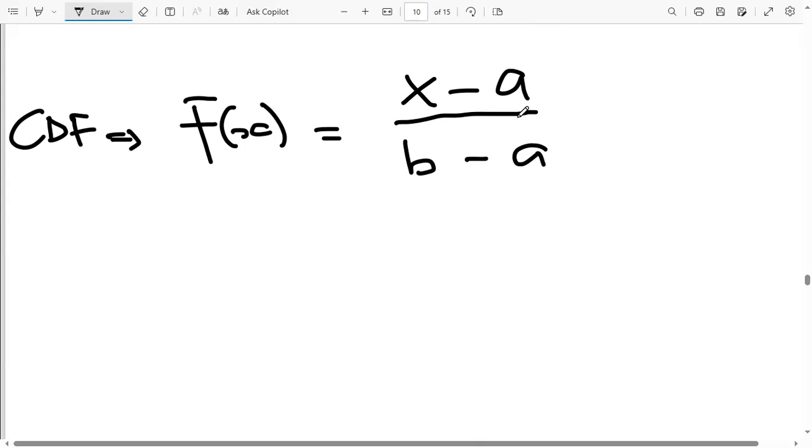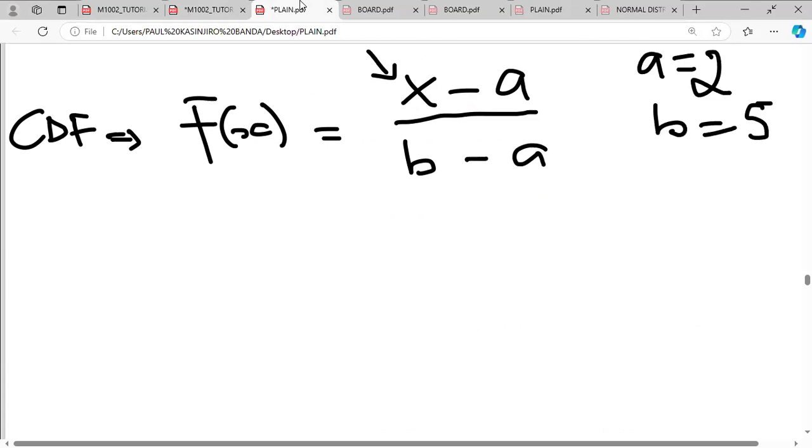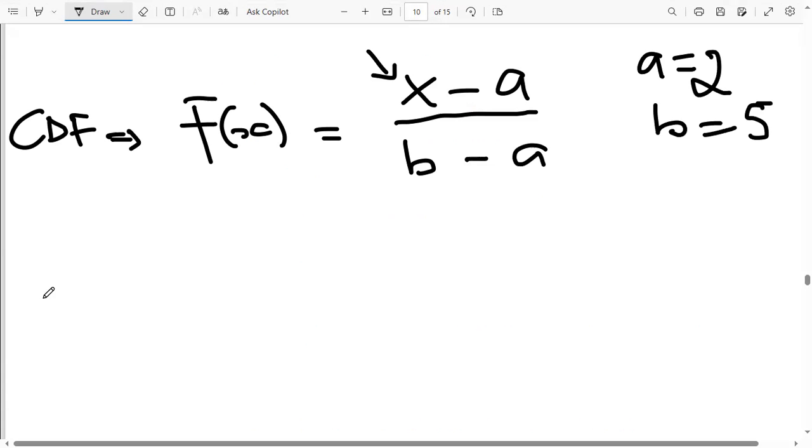And then we know the value of a is 2, and b is 5. So this x here is the value that will be changing, and we are finding the probabilities. What was the first question here? Find the probability that the weight of the baby is between 3 and 4. So how are we going to solve this? We are going to say the probability of X being between 3 and 4.